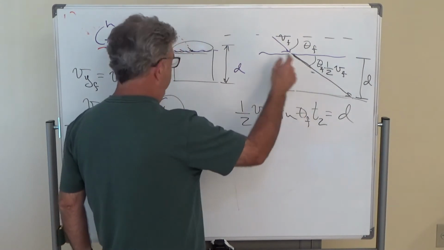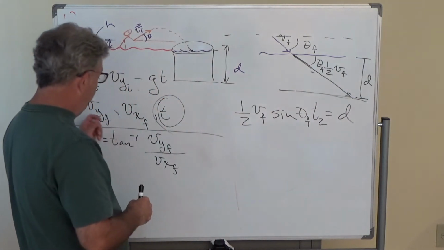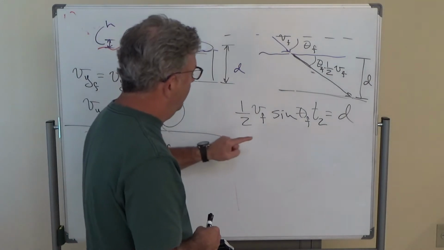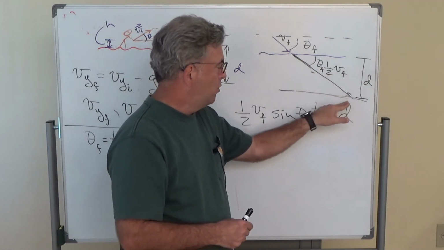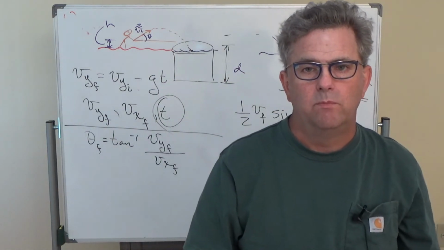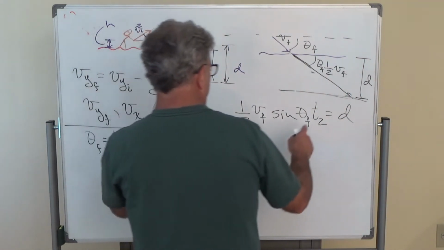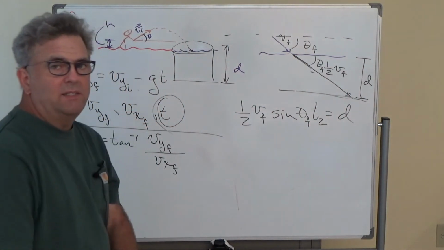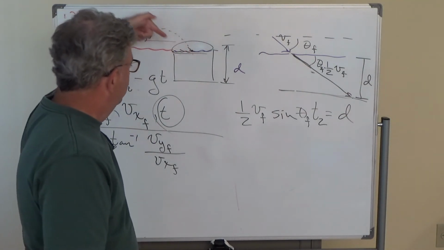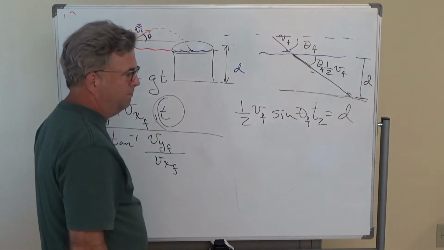You know theta final. You figured that out over here. You know V final. You can figure that out from here. Okay? The 1/2 came from the problem saying it travels in a straight line at half of that velocity. The final answer is this T plus this T. That's the total time of the trip. Time it was in the air, strikes the water, travels at half that velocity to the bottom.